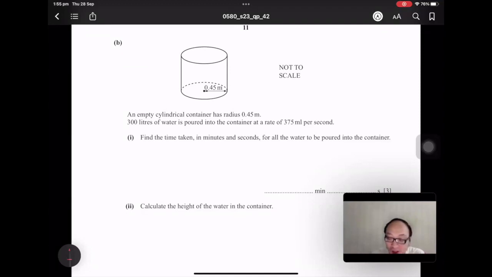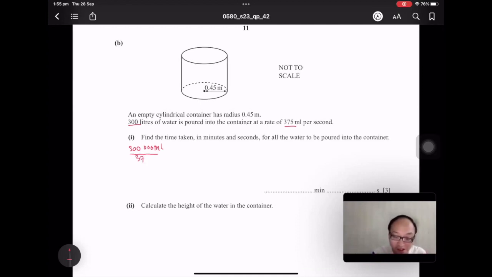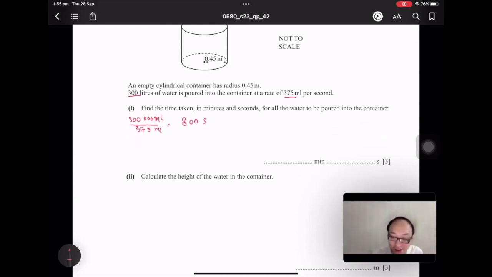So the rate is 375 milliliters per second. There are 300 liters, or 300 times 1,000 milliliters. So we divide by 375 milliliters. Divide by 375 equals 800 seconds. So expressed in minutes, divided by 60, equals 13 minutes.